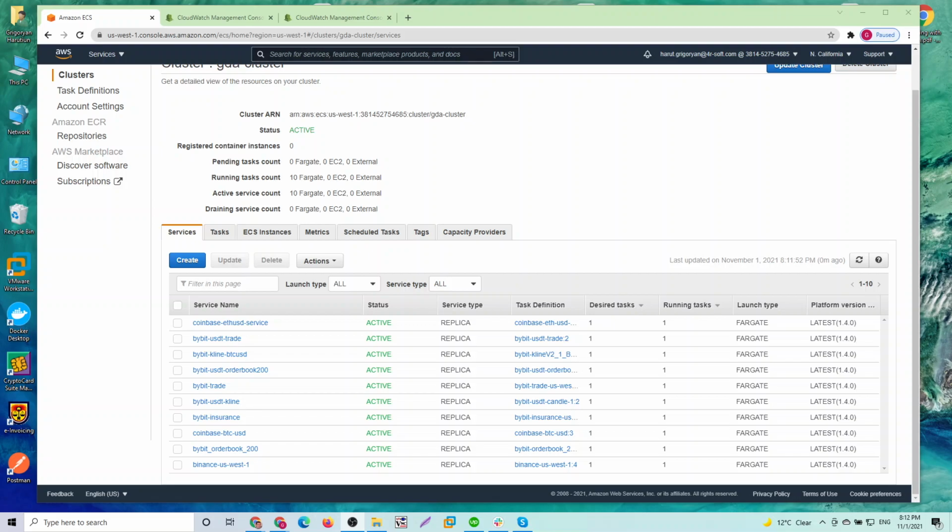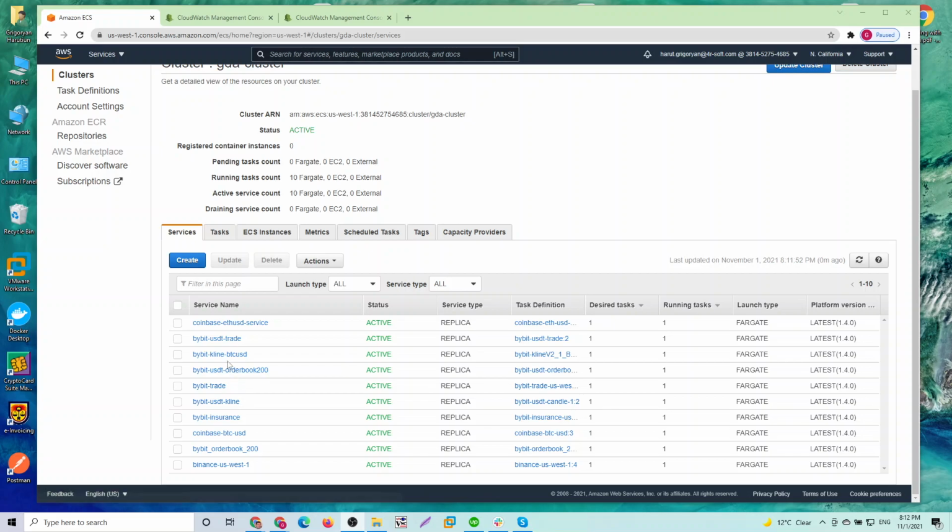Hello. So let me show what we have implemented in CloudWatch for our tasks that run in a Fargate cluster and read data from different exchanges like Coinbase, Bybit, Binance. So currently we have 10 tasks that are subscribed to different symbols and get public data from there and store it all to S3 bucket.